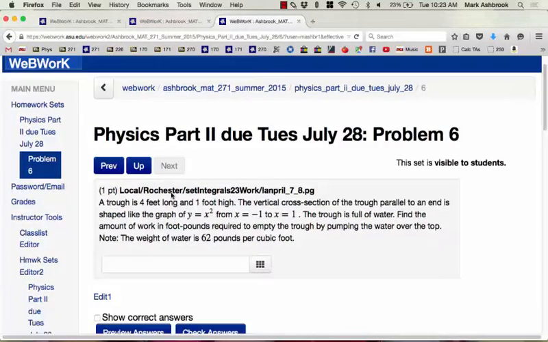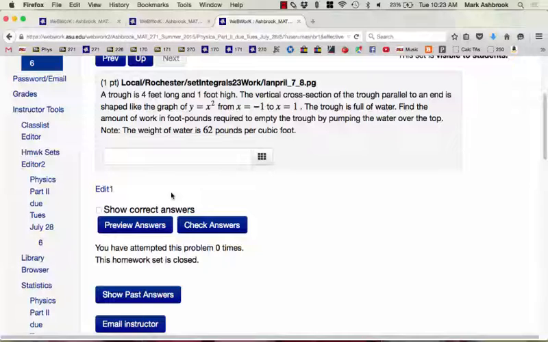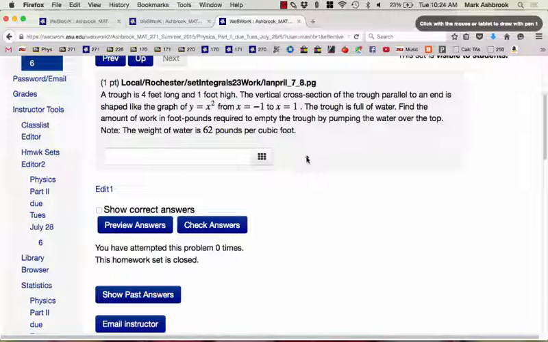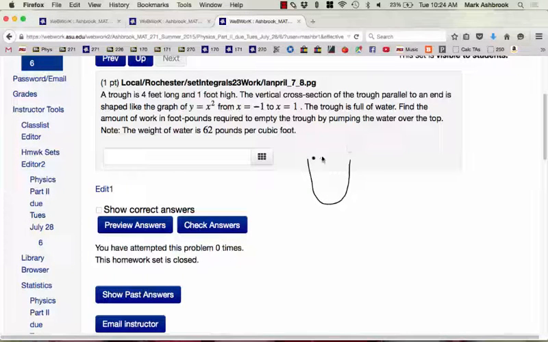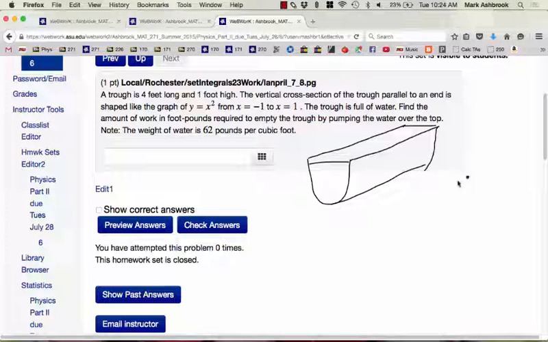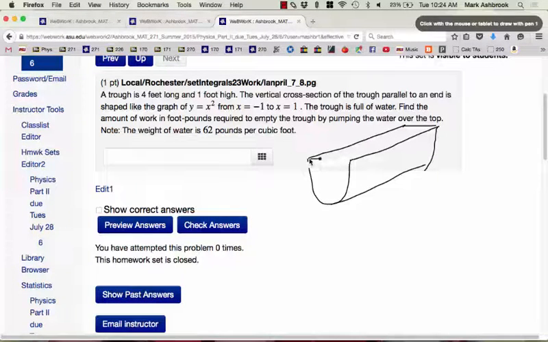Okay, let's try number 6, which also had lower. So this is similar to what we did before. So a trough is 4 feet long and 1 foot high. And the cross section is shaped like y equals x squared. Like that. So that's the trough, and then it's full of water, so water all the way to the top.